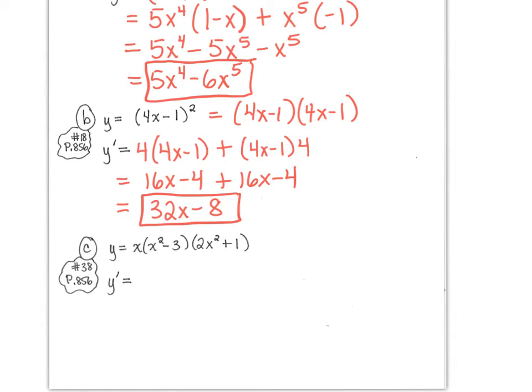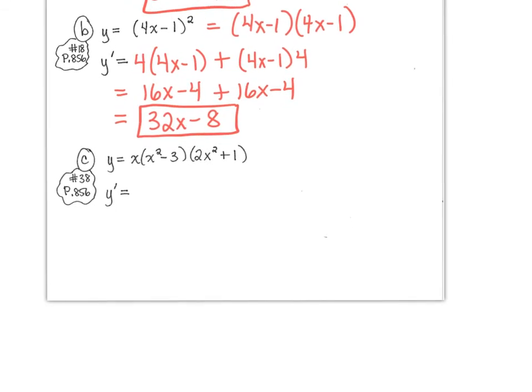All right. So let's add another function to the party. So we have x times the quantity x squared minus 3 times the quantity 2x squared plus 1. And we need to find its derivative. So you can think of this, I see faces like, what do you want us to do here? It's still using the product rule, but in a different kind of way.